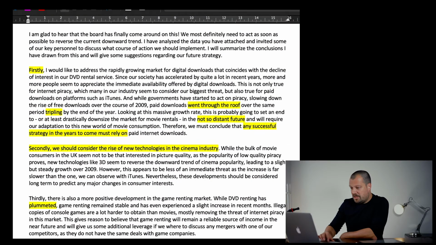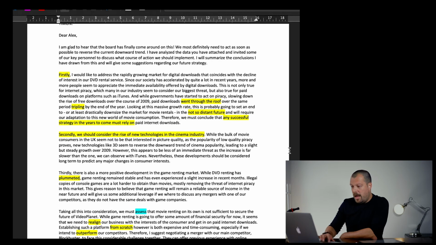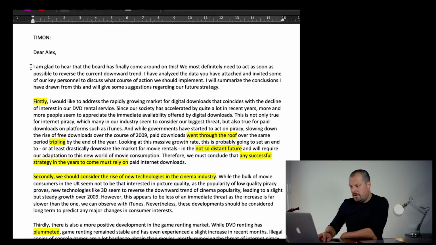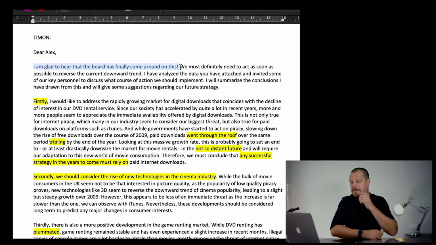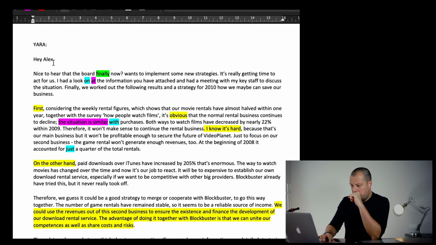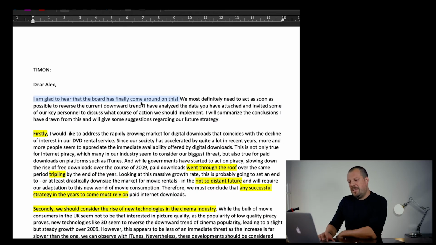We see at first glance straight away, slightly longer email, but again, I get a sense of consistently paragraphed language. So it kind of makes me feel calmer at first glance. It makes a good impression. Let's check the way Timon treats this. I'm glad to hear the board has finally come around on this. Interesting. Now I criticised finally on Yara's example. Nice to hear the board finally wants to implement some new strategies. Here, I'm glad to hear the board has finally come around on this.